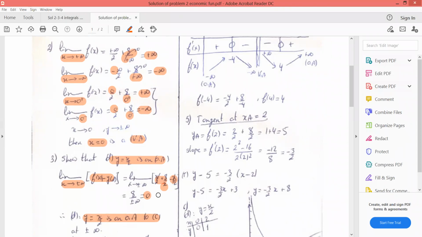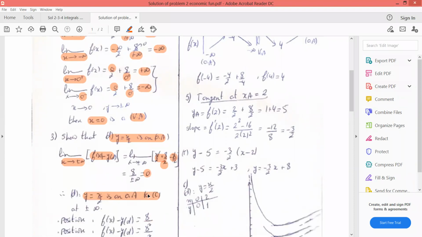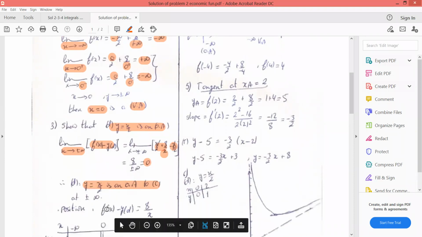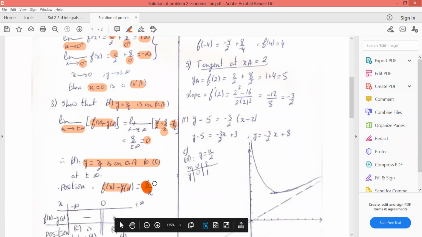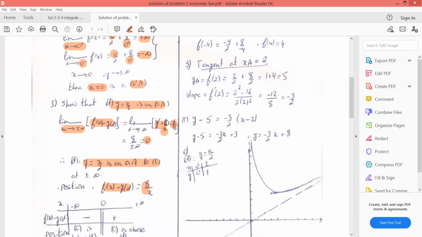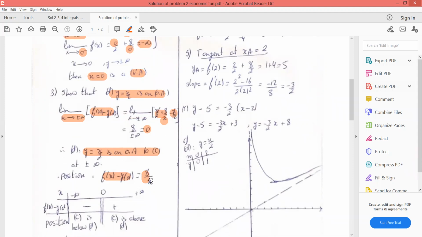What tells us the sign? Derivative? No. What tells us the position between C and D? The position is given by the sign of f(x) minus y_d. So I find f(x) minus y_d without the limit, which is 8 over x. The position is determined by the sign of f(x) minus y_d. f(x) minus y_d equals 8 over x. Now to study its sign.